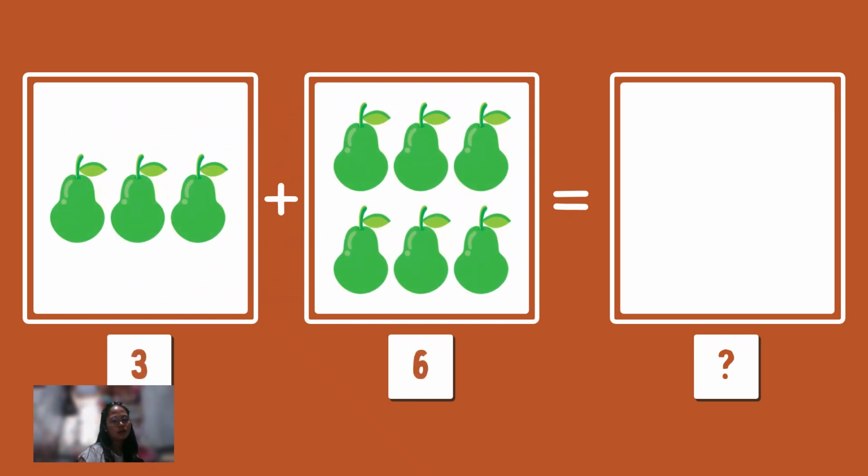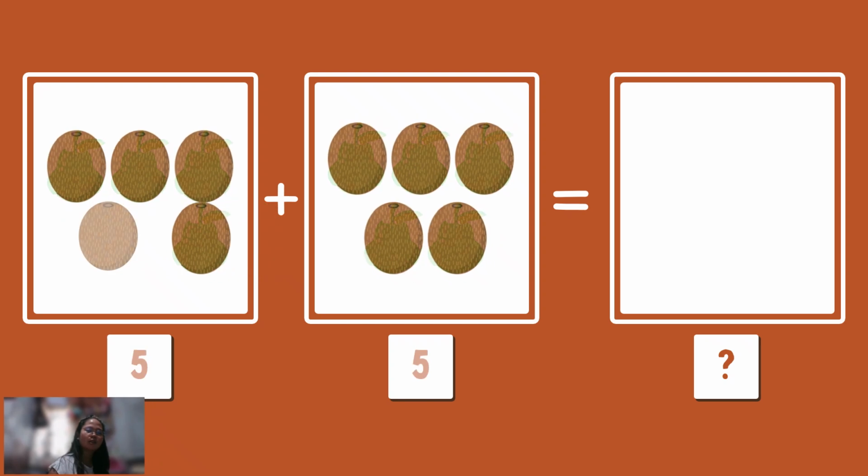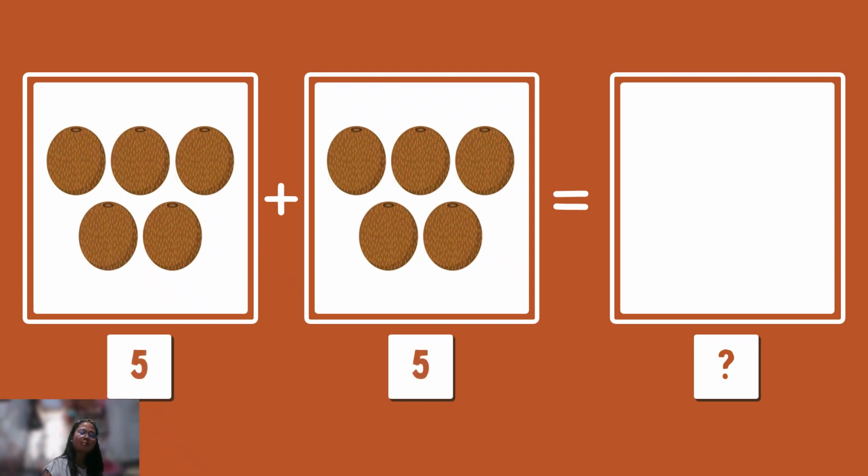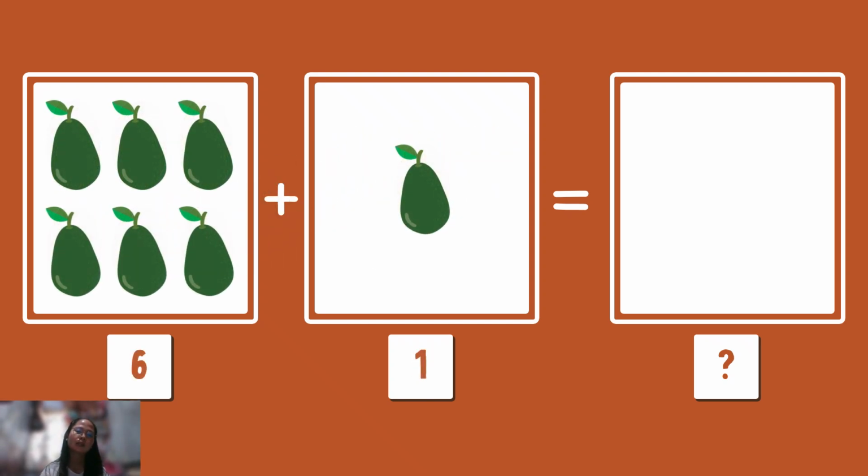This one, we have 3 plus 6. The answer is 9. Good job. So the other, 5 plus 5. Put that one together. The answer is 10. Good job, learners. You learned a lot today. Another, 6 plus 1. You put that one together. That is 7. Good job.